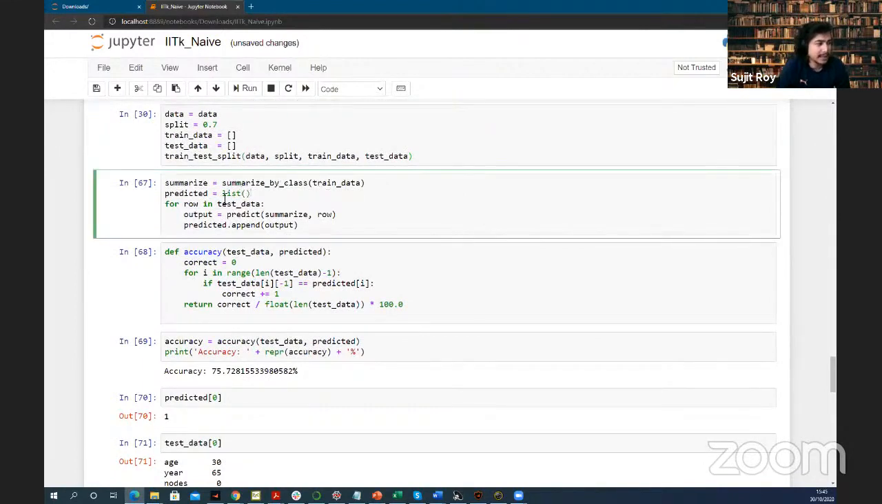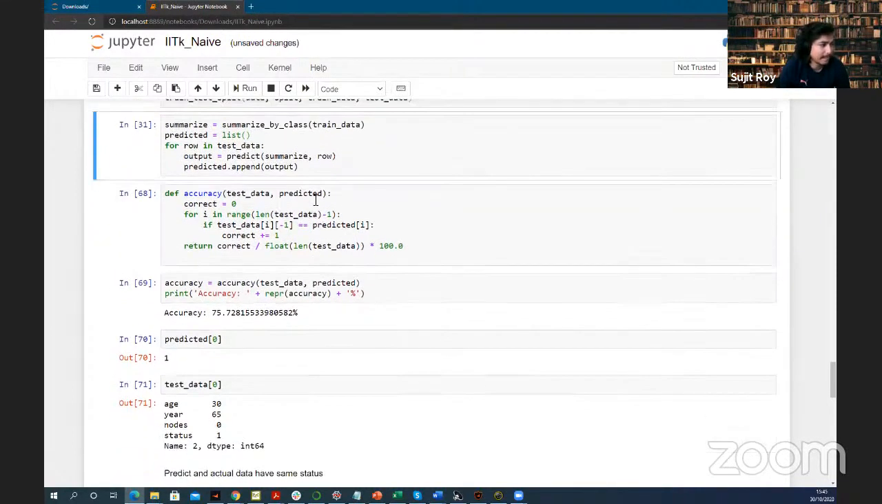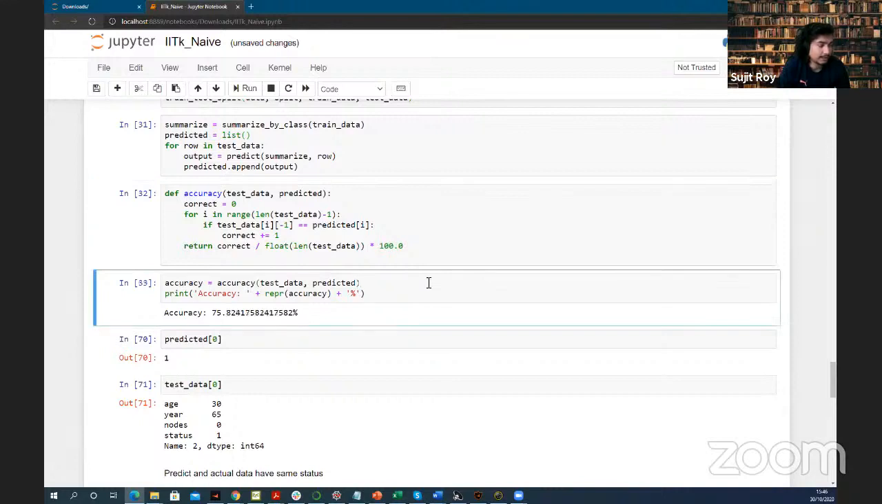You're trying to summarize the data by the class, and predict them by the list and for the row. Now you want to find the accuracy of the test data and the predicted data. For that, you will just use the real values and the predicted values and calculate the accuracy for them. Okay, and then you calculate the accuracy here. The accuracy for the test data is 75.82% that we have received.